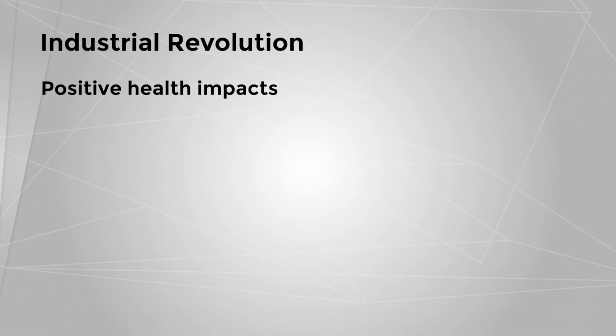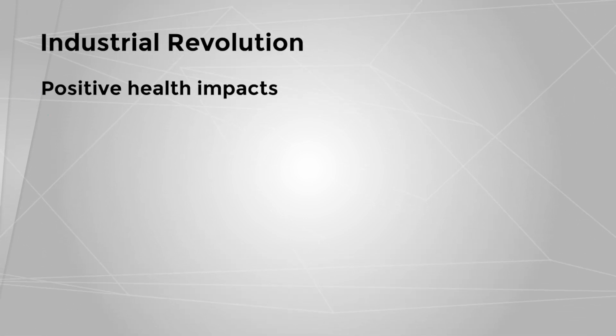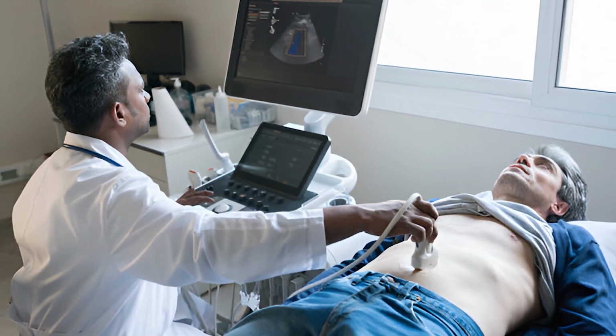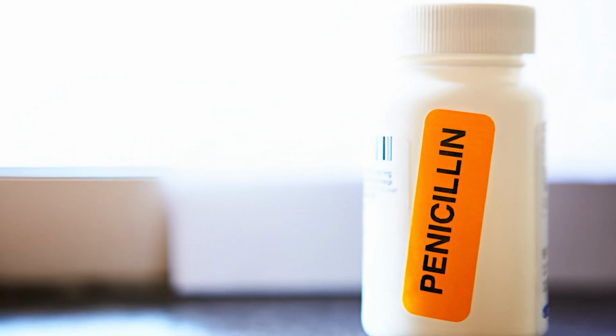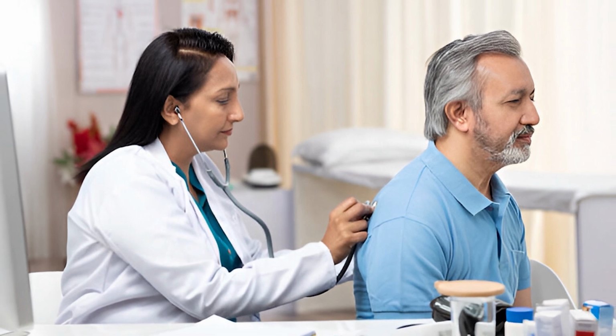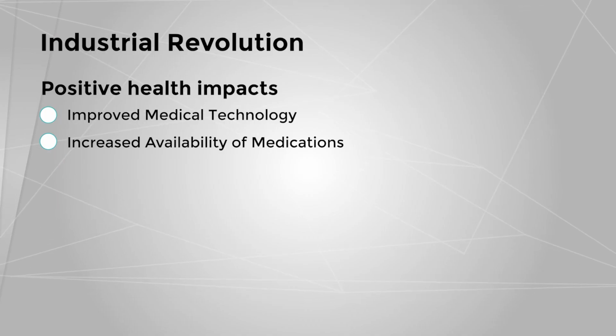Some positive impacts of Industrial Revolution on human health are improved medical technology. The Industrial Revolution spurred advancement in medical technology, leading to better diagnostic tools, treatments, and surgical procedures. Some key inventions during this time include X-ray machines, ultrasound machines, polio vaccine, penicillin, insulin, MRI, pacemaker, and a number of antibiotics. It also led to increased availability of medications.